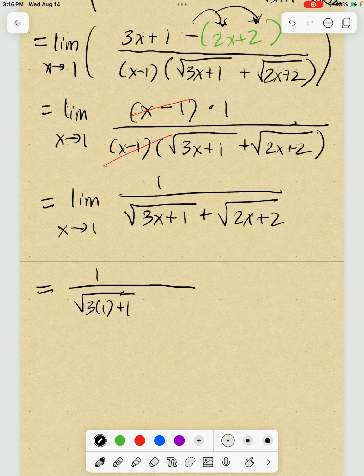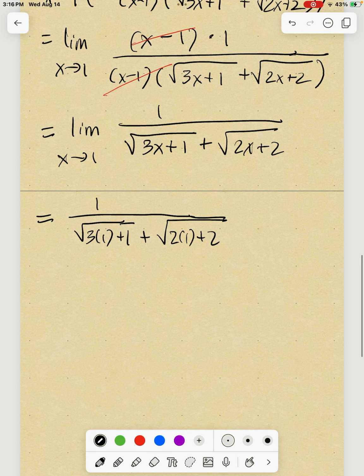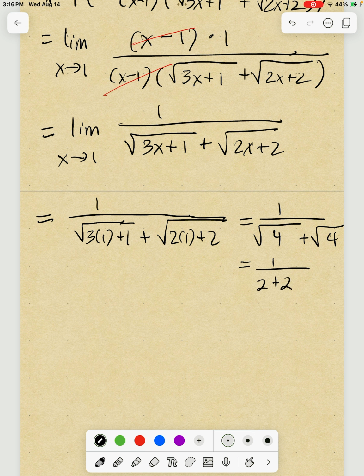On a test, you probably don't need to do all of this, but I'm just showing it, you can probably just do this in your head. So you get this, and then you get equals 1 over the square root of 3 plus 1 is 4, plus the square root of 2 plus 2 is 4, and this is equal to 1 over, so square root of 4 is 2, so you get 2 and 2 on the bottom, so you get 1/4. And that's the limit. So that's the answer.